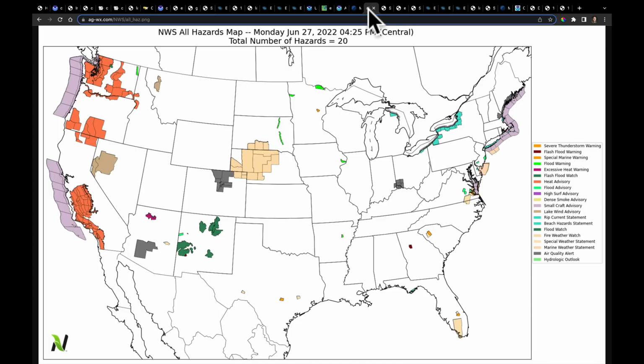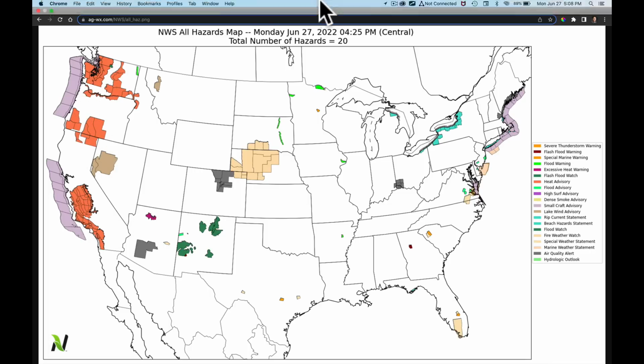First, quick glance at our all hazards weather map. What we're seeing here, these are flood watches, got a few air quality advisories out. And then if you come over here to the west, this is all heat advisory. First time in the Northwest I've seen heat advisories this year.